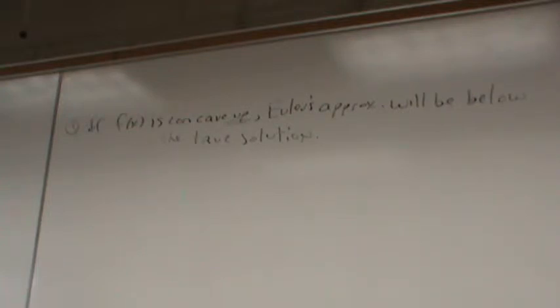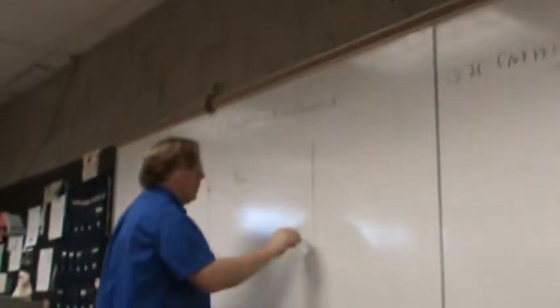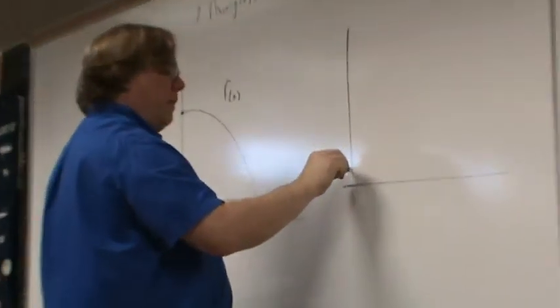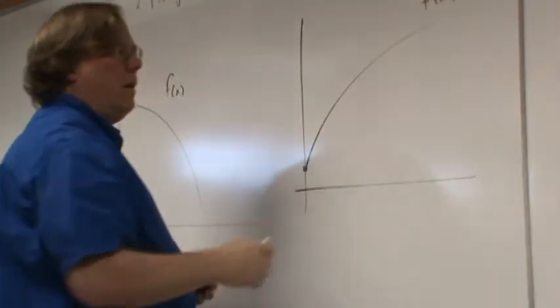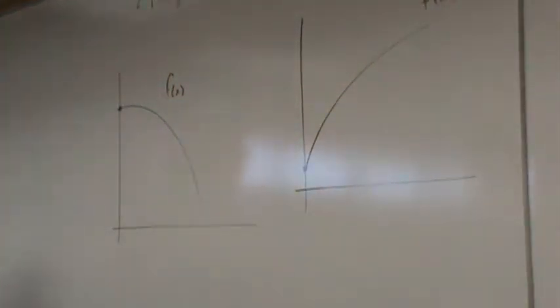How about if my function is concave down? Whether it's like this or like this. Now, what's Euler's approximation going to do? Be above or below the true solution? I hope you're seeing it. It's going to be above.